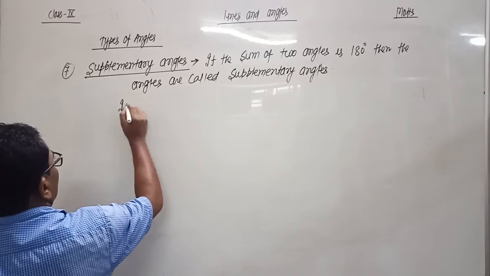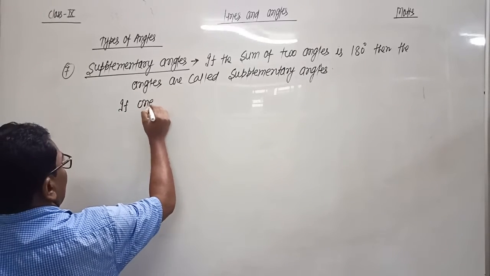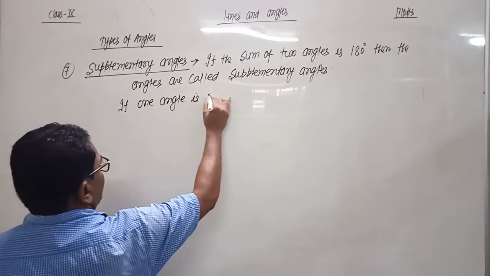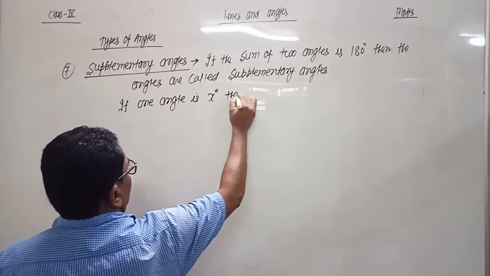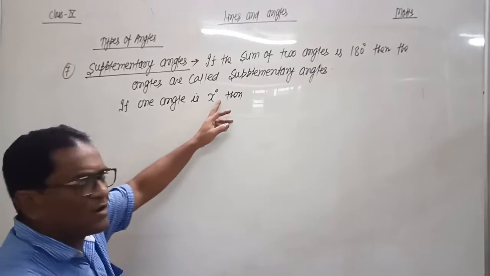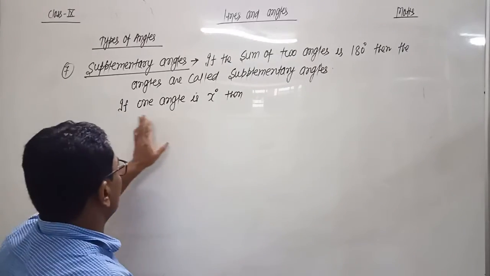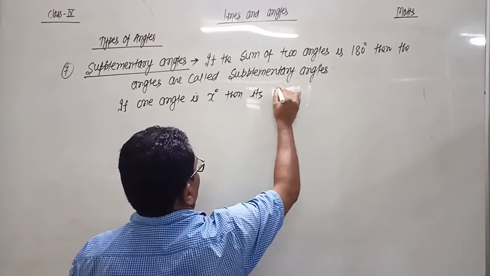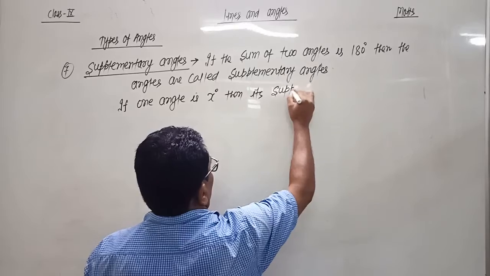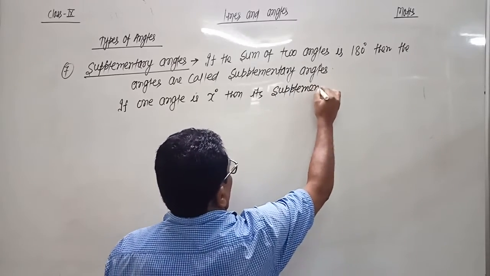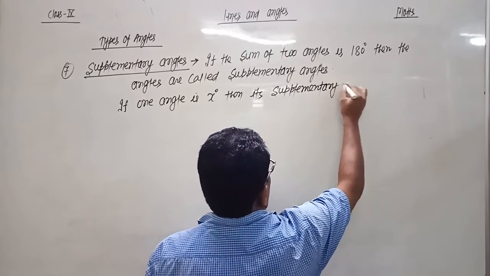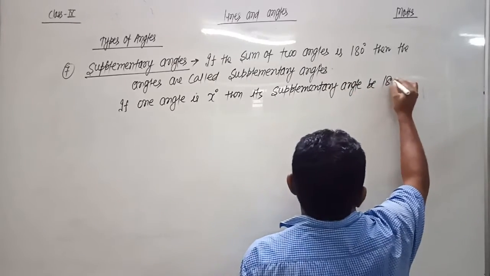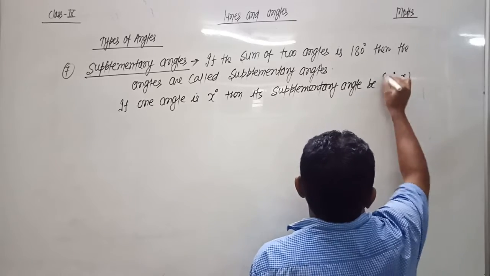If one angle is x degree, then the unit of angle is degree. So if one angle is x degree, then its supplementary angle will be 180 degree minus x.